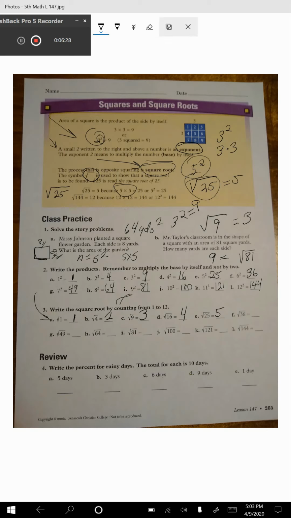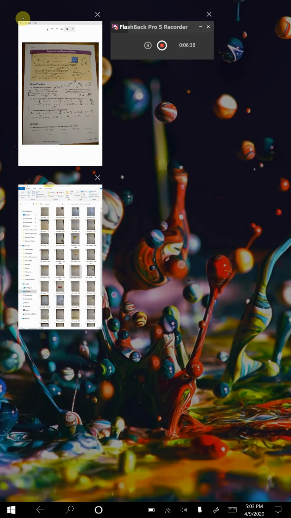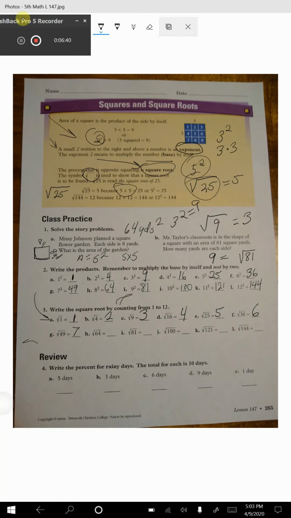Don't just write in the numbers. Think about it. What two numbers multiplied together get 36? What two numbers multiplied together get 49? What two numbers multiplied together get 64? All right, now I'm going to say, what's the square root of 81? What's the square root of 100? It's the same thing. What is the square root of 121? And what's the square root of 144? All right?